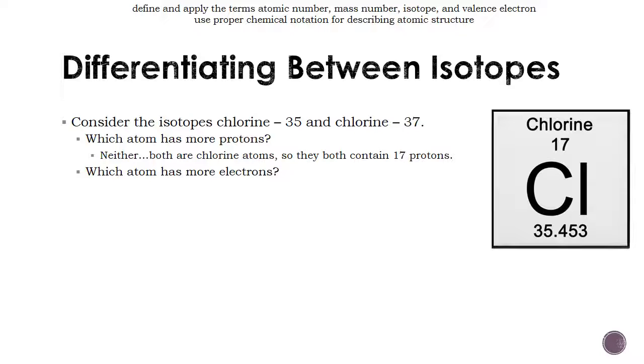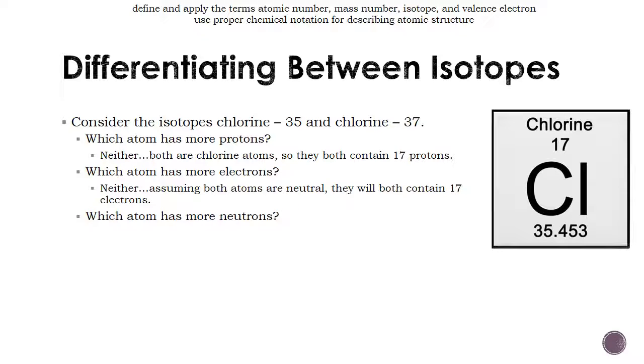Next question, which atom has more electrons? Well, again, if we assume that both atoms are neutral, which we said would be the case here as we start to learn about atoms, then they both have to have 17 electrons as well, because those 17 electrons will cancel the charge of the 17 protons. So both the chlorine 35 and the chlorine 37 will have 17 protons and 17 electrons.